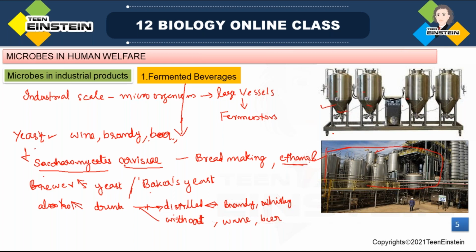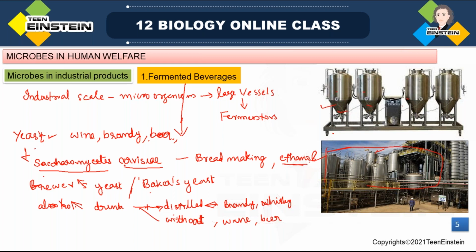This Saccharomyces cerevisiae, or yeast, is used in bread making also, and it is commonly called brewer's yeast. It is also called baker's yeast because in both cases it is used. Malted cereals or fruit juices are fermented by Saccharomyces cerevisiae, and after fermentation they form ethanol. Like this, different types of alcoholic drinks are produced.